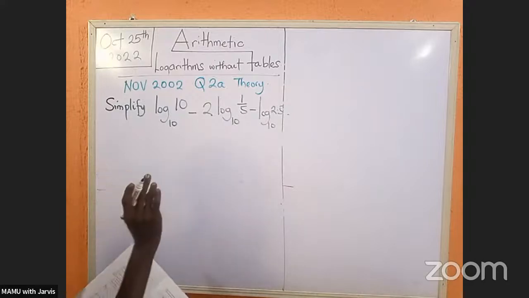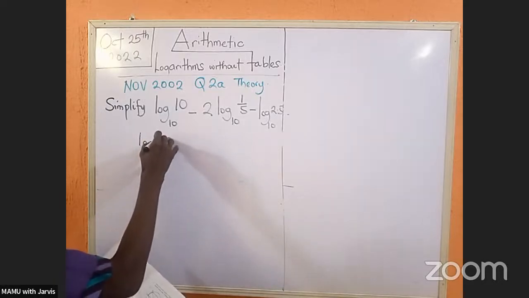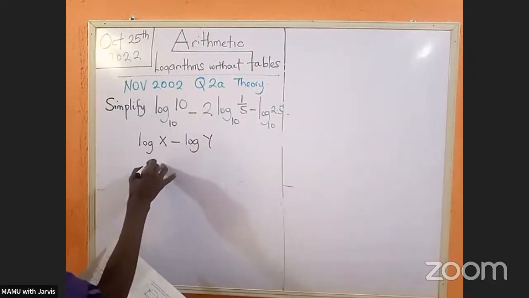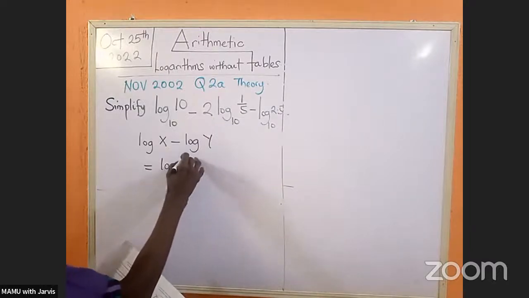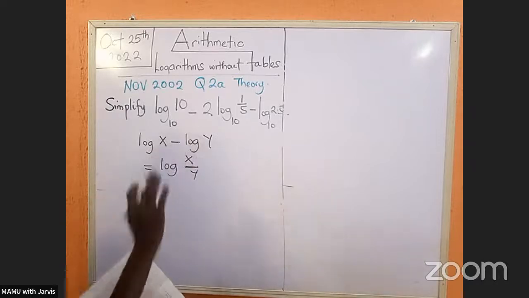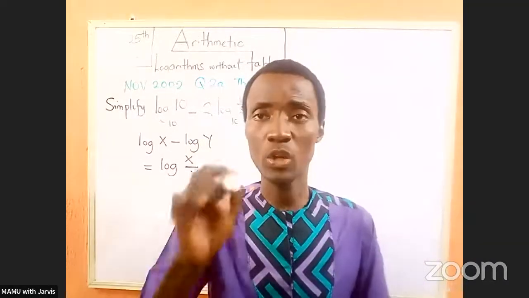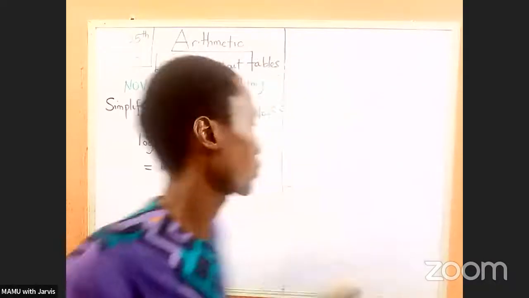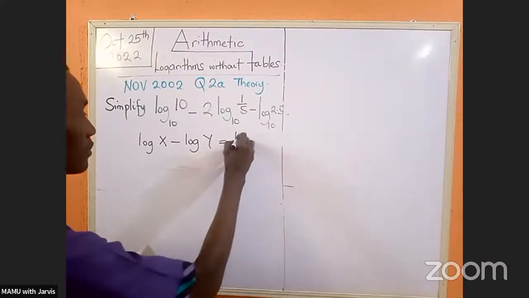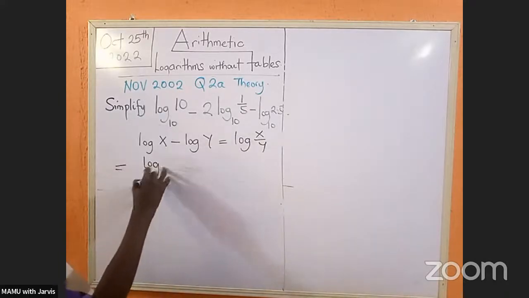Now, look at this. We have a law of logarithms that says log x minus log y is the same thing as log x over y, which means minus suggests division. When you subtract logs, you're essentially dividing the numbers. So if this idea is understood, this will now be equal to log 10.